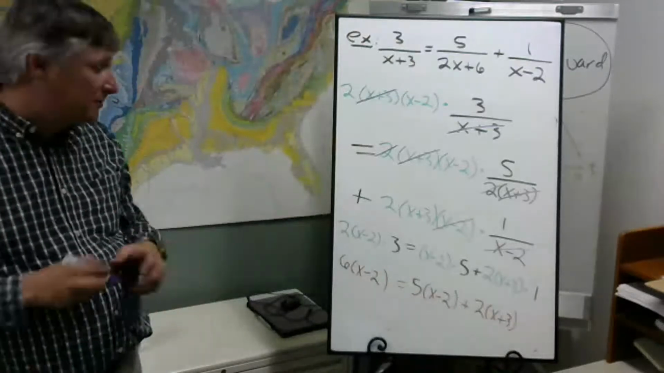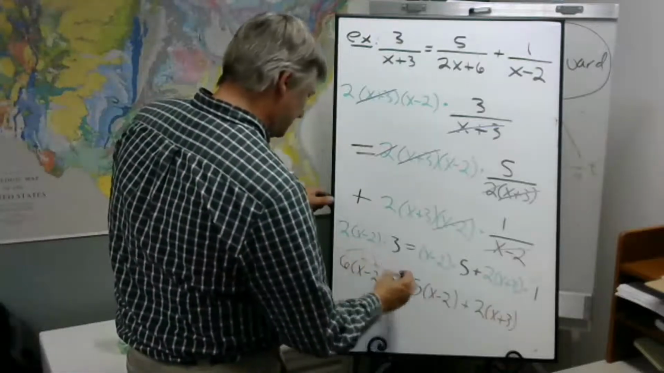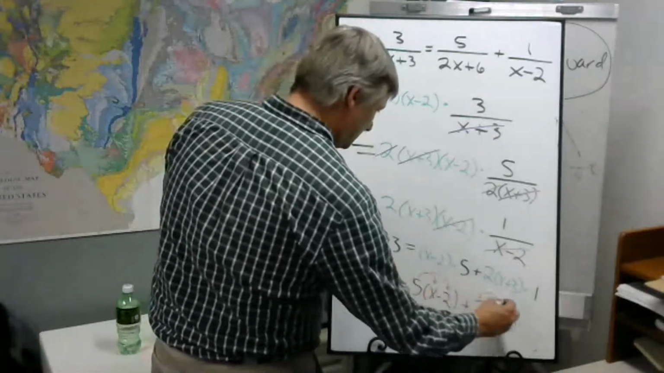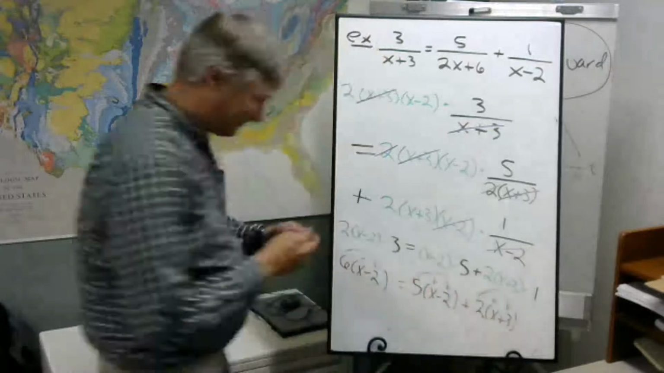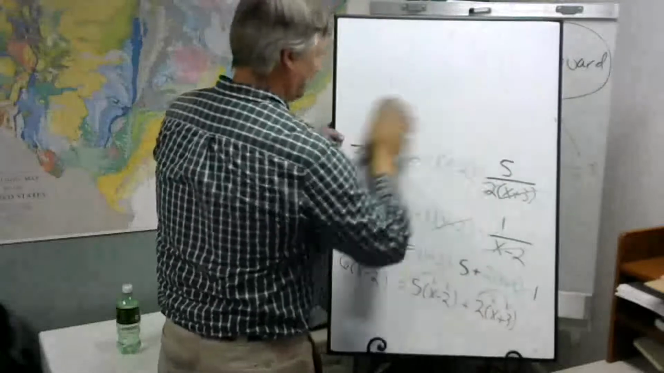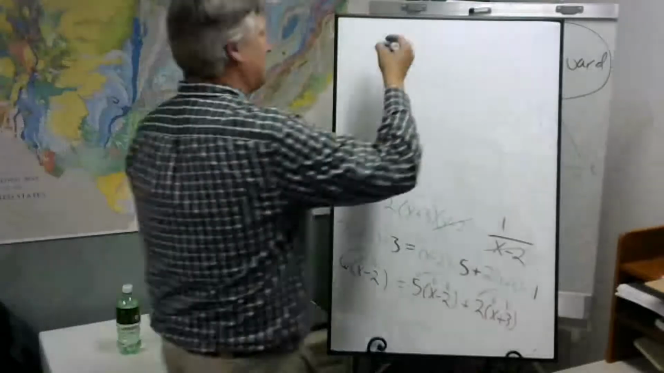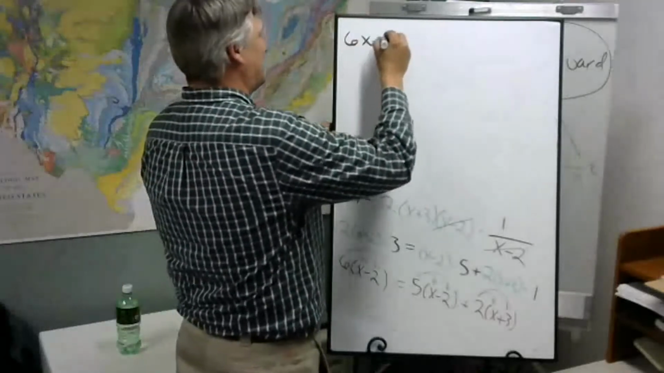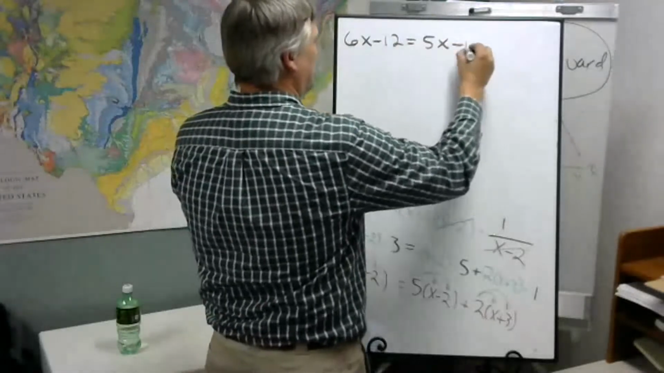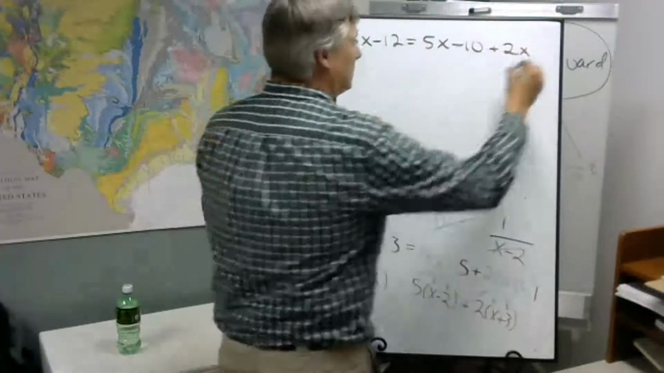And now we just have to distribute. So that'll distribute. That will distribute. And this will distribute. So we get 6x minus 12 equals 5x minus 10 plus 2x plus 6.